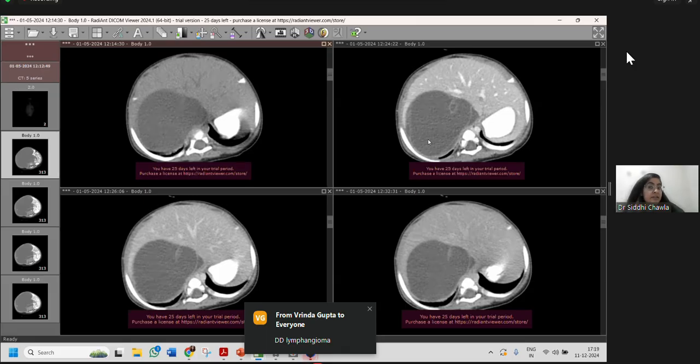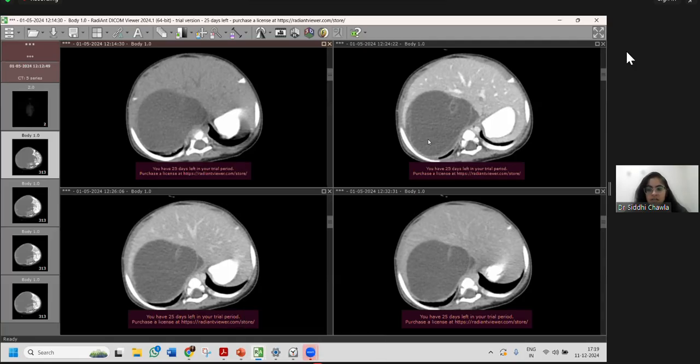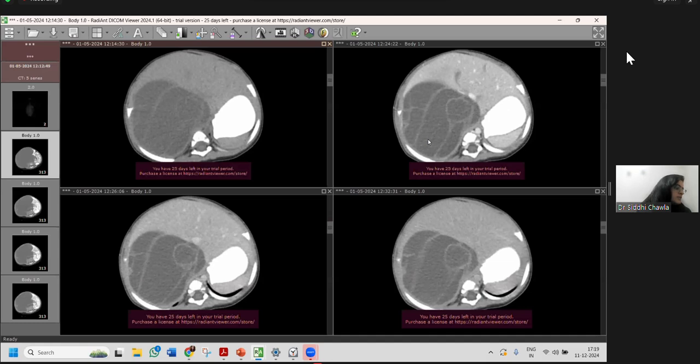So hydatids are never a differential in children of less than 1 year of age. So now that is out. Now we are looking at the other possibilities. Among the other possibilities, we had lymphangioma, a mesenchymal hamartoma and embryonal rhabdomyosarcoma. So I will first rule out embryonal rhabdomyosarcoma.